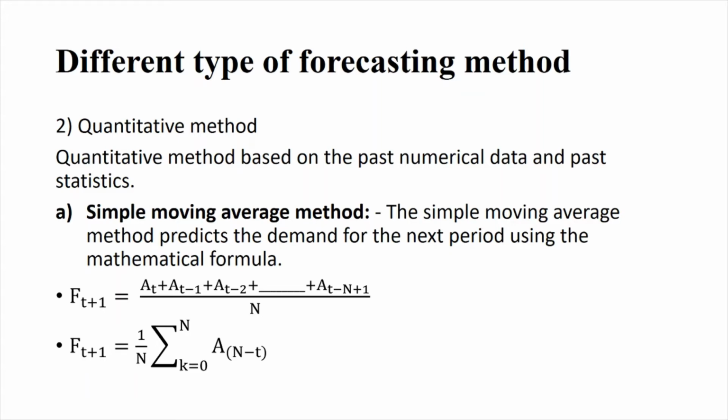Here is a formula of the forecasting method, where A_t is the actual demand for last month, and A_(t-1) is the actual demand for the last second month. N is the number of months. If we increase the n, it means we will use more past data for finding the forecast, and if we decrease the number of months, we use more recent data.